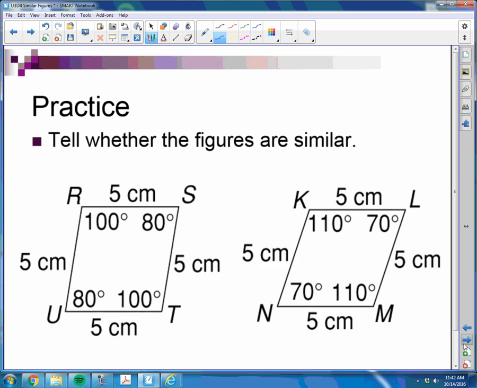Yes or no? Automatically out. Why, Jason? How did you get it so fast? Because the angles are off. You don't even have to check the sides. The minute the angles are different, they can't be similar figures. But 5 over 5 is the same as 5 over 5, but the angles aren't the same. And I just said similar figures have two rules. The corresponding angles are congruent, and the corresponding sides are proportional.